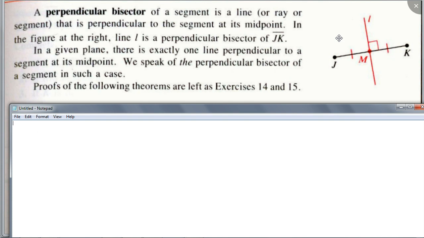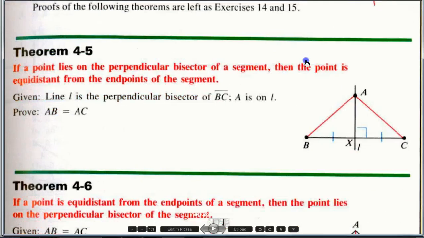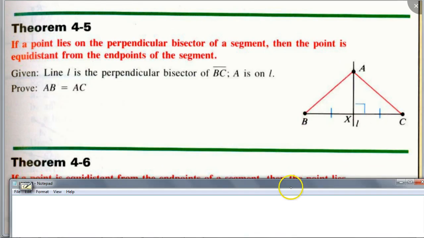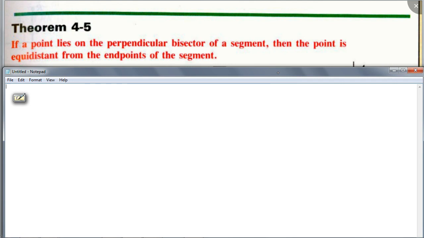Okay, so now from this, and the reason why we talked about all those vocabulary words and so forth is because we want to talk about this theorem. Somebody read this theorem for us. Theorem 4.5. Go ahead, sir. The point lies on the perpendicular bisector of a segment, and the point is equidistant from the endpoints of the segment. There you go. What does it mean?